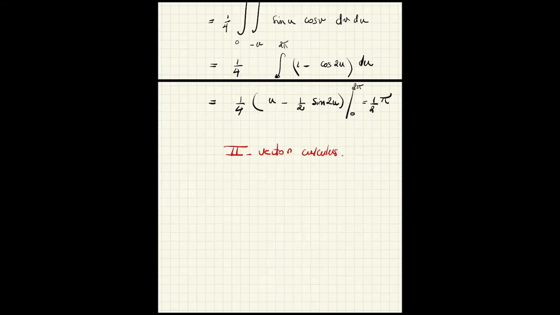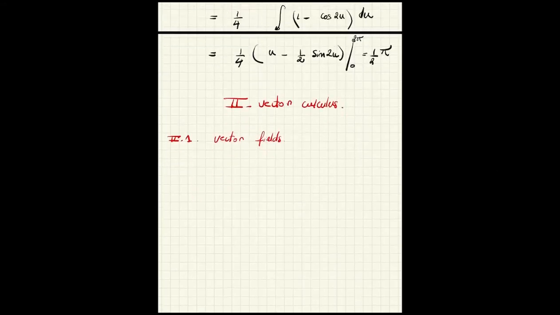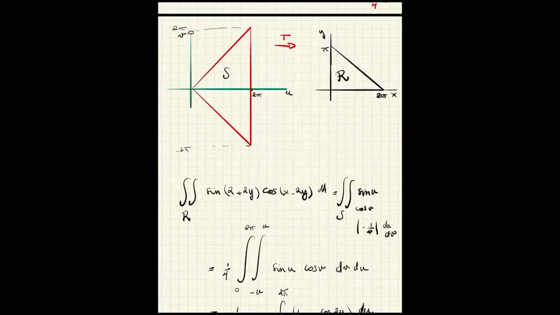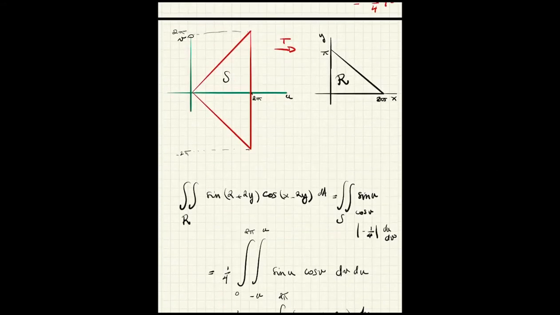Okay, so we'll start with a vector field. Okay, so the thing is, if you are given a region in the plane, what is the region S? This is the region S. This is x equal to y. This is u equal to v. This is u equal to minus v, right? It's 2 pi minus pi, right?